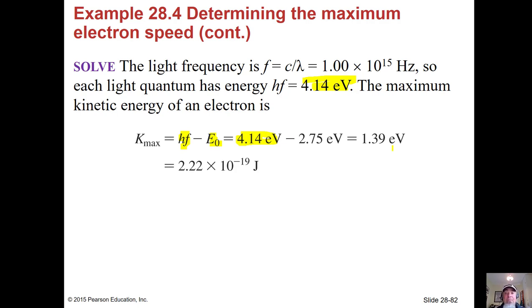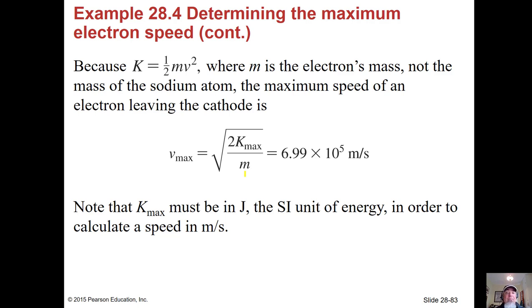And then you can convert it to joules. Remember, 1.6 times 10 to the minus 19th joules is 1 eV. We need the kinetic energy to be in joules to be able to figure out the speed, because now we're back into looking at SI units. Okay, so again, from physics 220, kinetic energy is 1/2 mv squared. The m here is the electron's mass, 9.11 times 10 to the minus 31st kilograms. So then you can take this formula, solve for v.